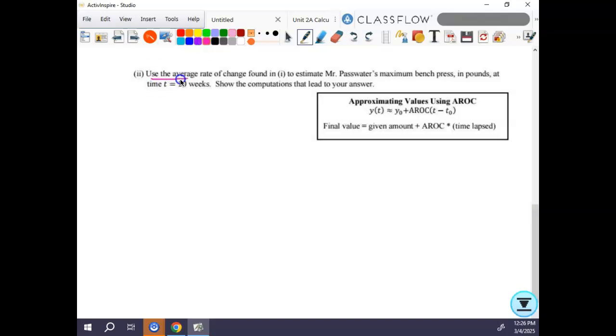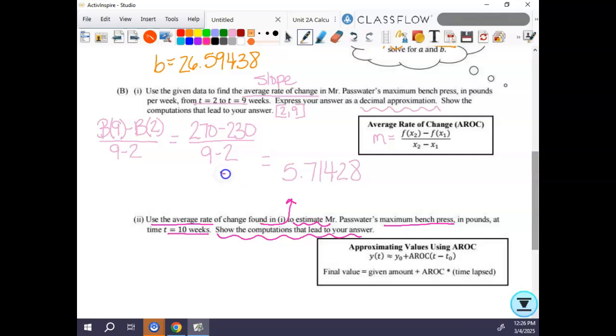Use the average rate of change found in I, this one right here, to estimate Mr. Passwater's maximum bench press in pounds at time t equals 10 weeks. And show the computation that leads to your answer. I think sometimes that's why I'll do too much by hand, because it says show the computations. Showing computations doesn't mean showing all of your work. Showing that this is what I'm putting in my calculator, that counts. That's totally enough. Okay, does that make sense?